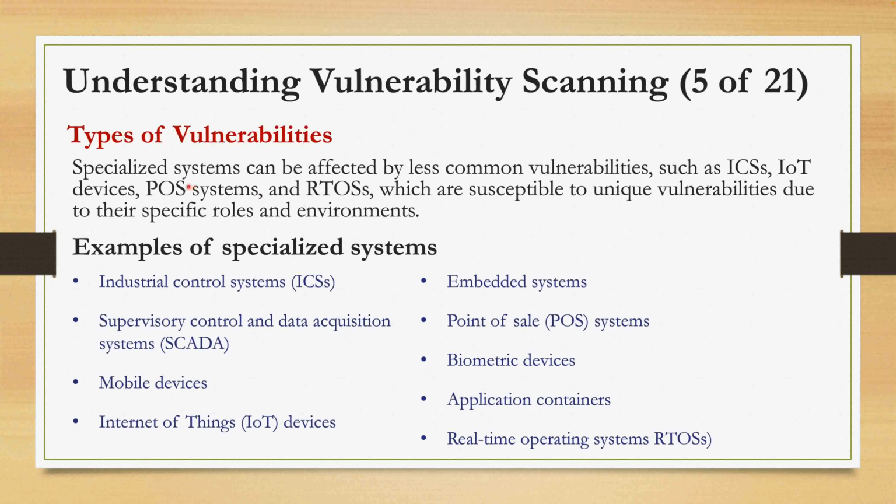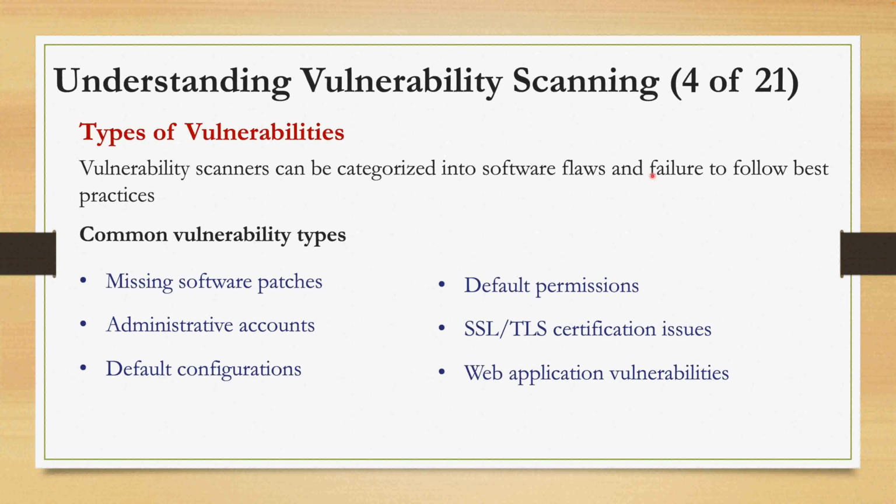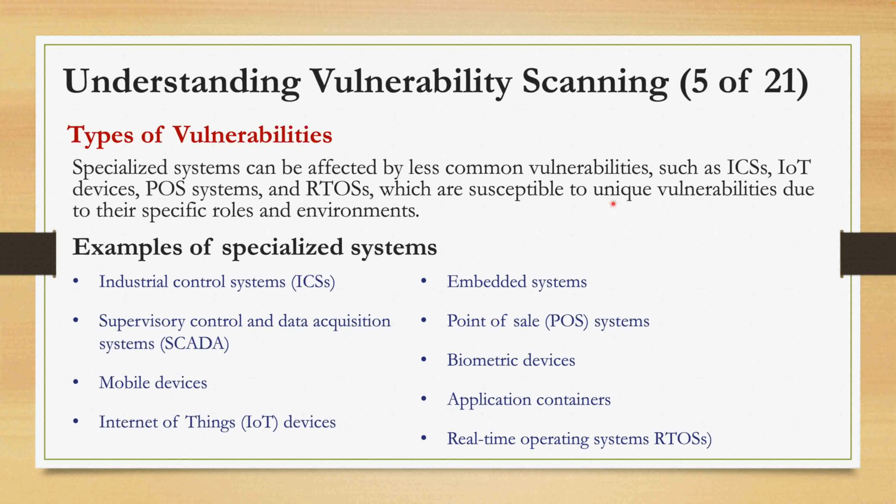Now, specialized systems can be affected as well by less common vulnerabilities. These are considered less common vulnerabilities because they are attached to certain types of devices like ICS, IoT, POS systems, and other systems. For example, the first one here, the ICS, which is Industrial Control System.